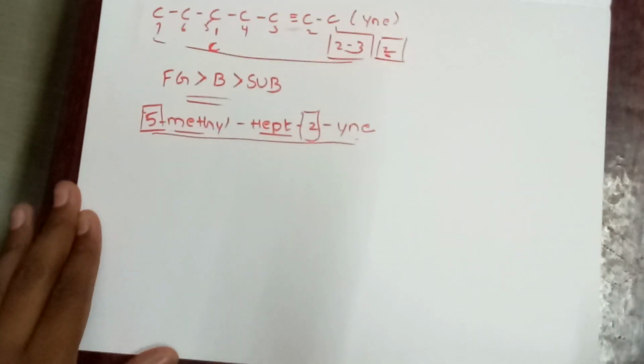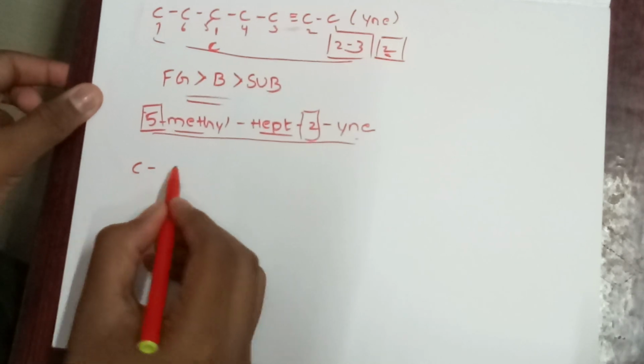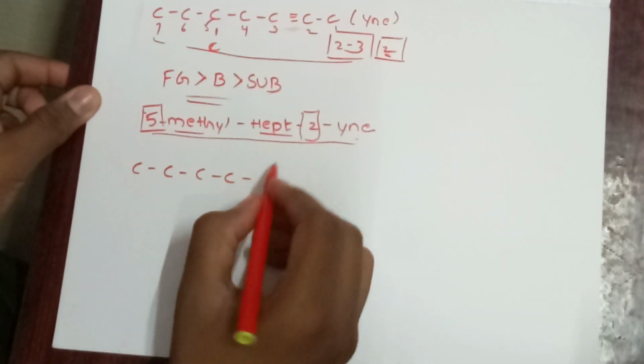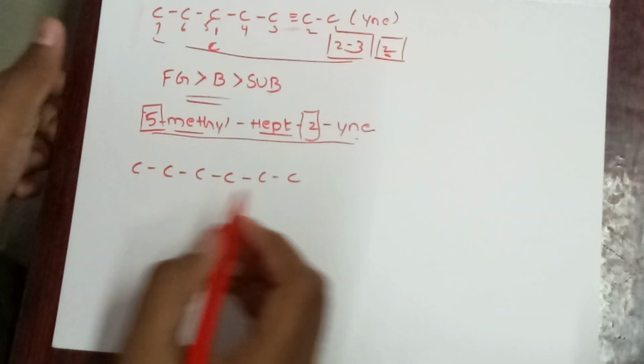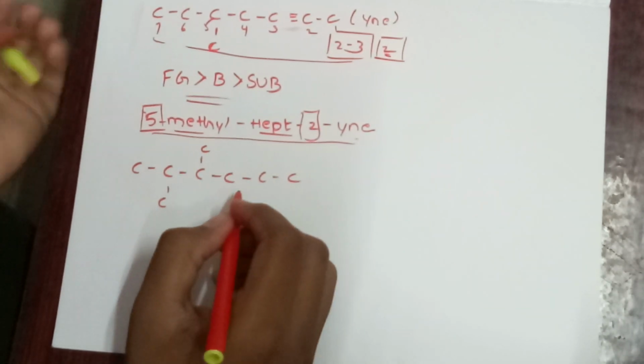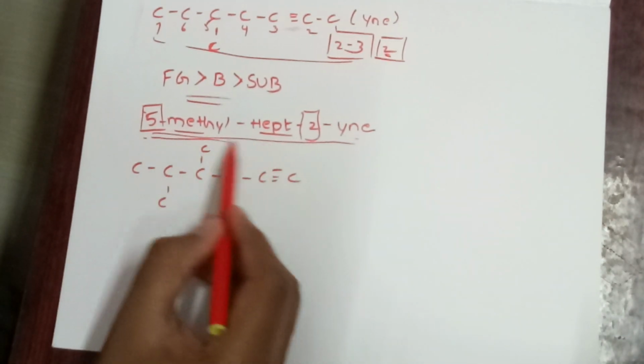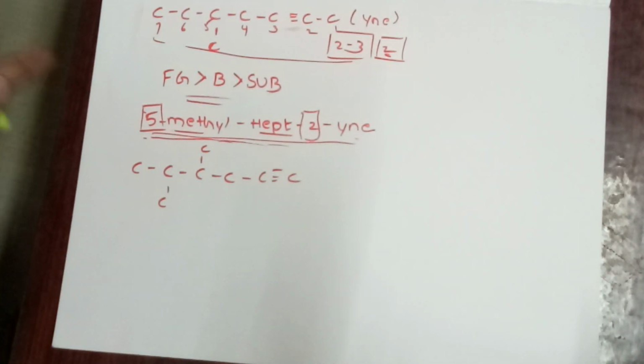And I have some more complex sums for you. C6. Okay? And here you have 1 C, here you have 1 C, and here you have a triple bond. Name this carbon compound, and I will give you just 10 seconds. I am going to give you only 10 seconds. 5, 4, 3, 2, 1.